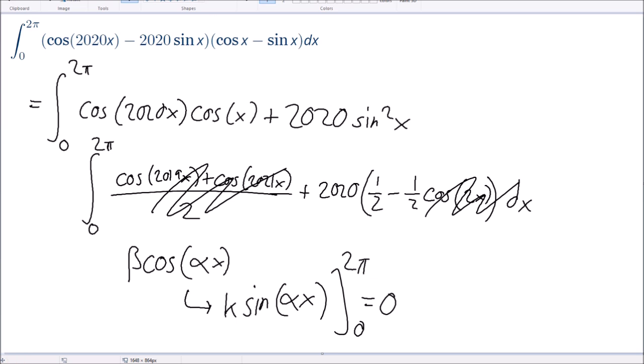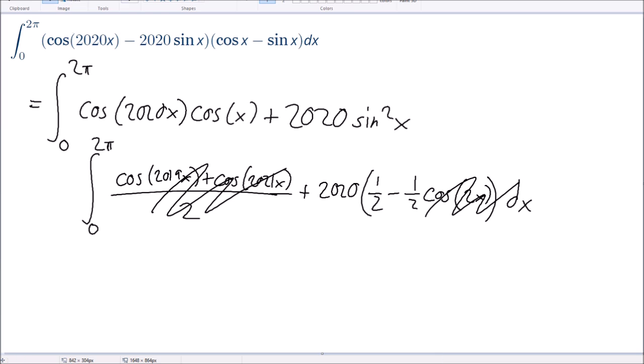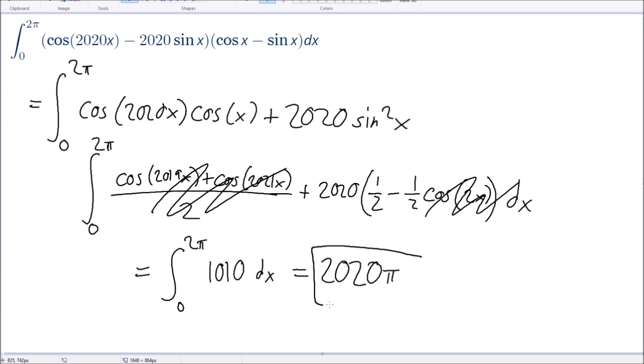So, because of that, all I really have is just 0 to 2 pi, 2020 divided by 2, that's like 10. And so now my answer is just 2020 pi. And that's it.